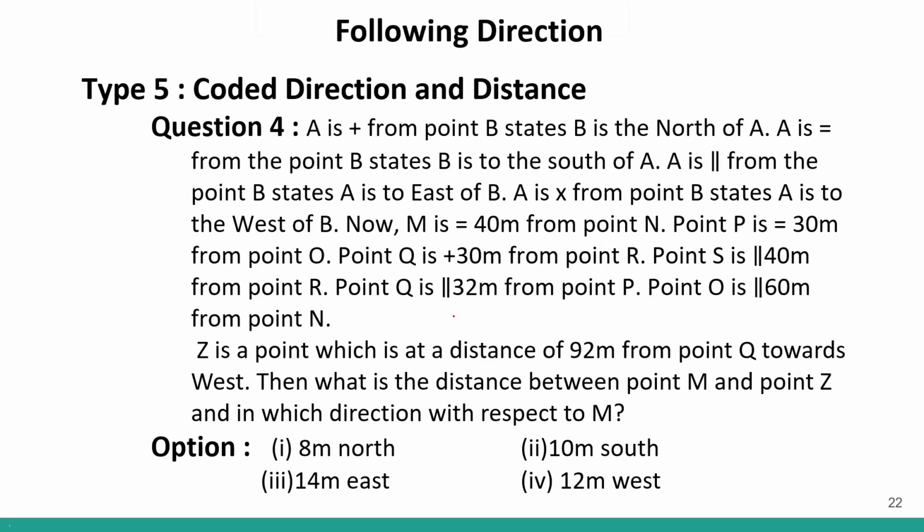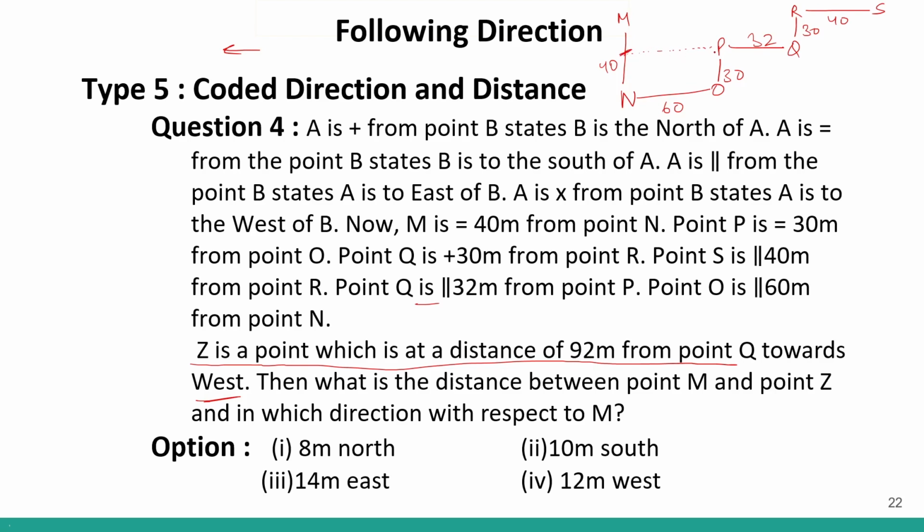Now, same information, different question. So let us draw the diagram. From P we go to Q. This was the diagram. Now, it is given to us that Z is a point which is at a distance of 92 meter from Q towards west. So towards west will be this side. From Q, if I have to move 92 meter, let's draw it over here.